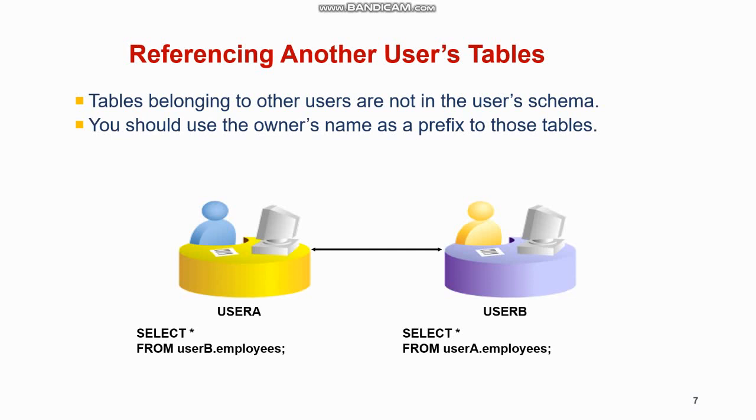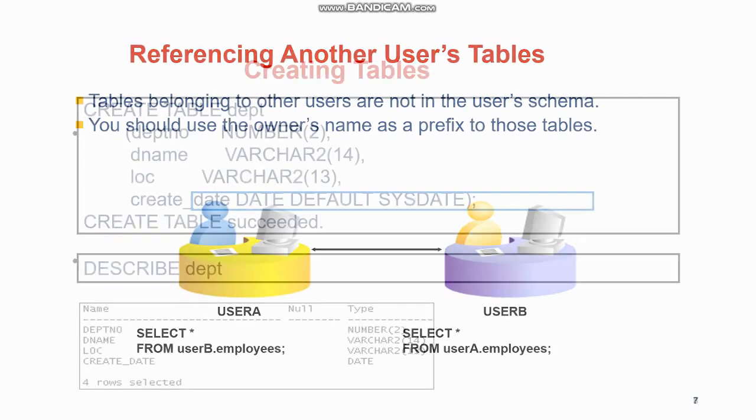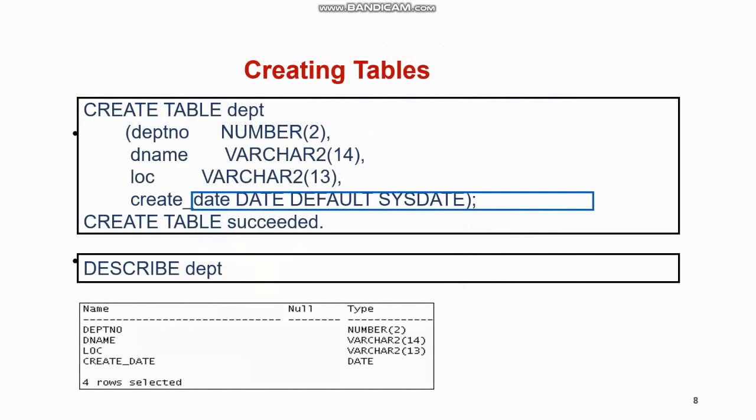One table can be used to have a reference to another table. This can be done using the foreign key. So referencing another user's table can be done. We'll see how you can use the foreign key in the constraints. So for creating a table, we just came across the syntax.